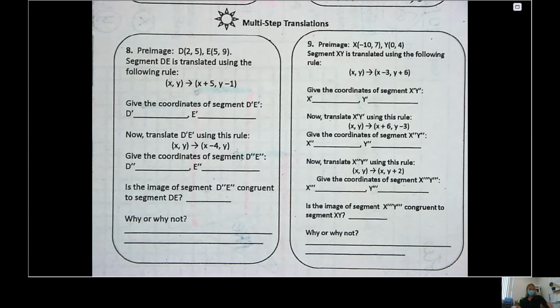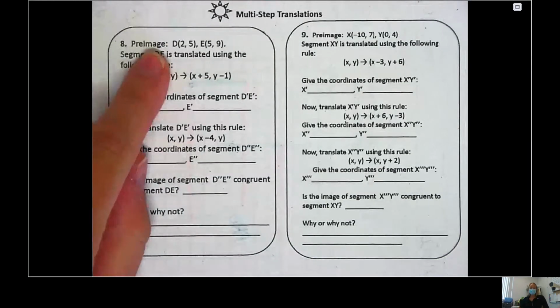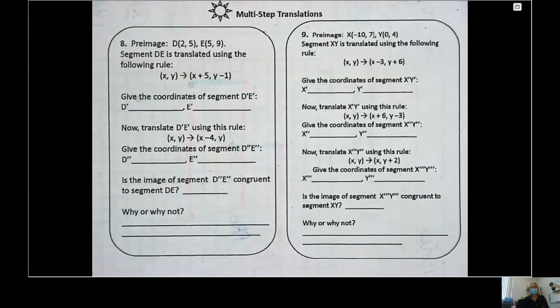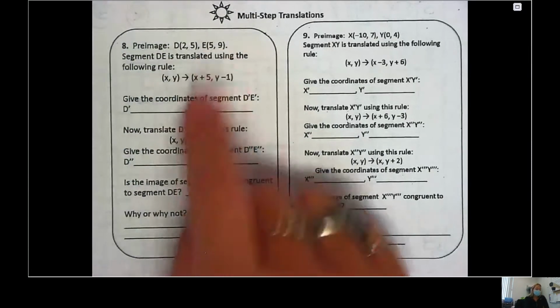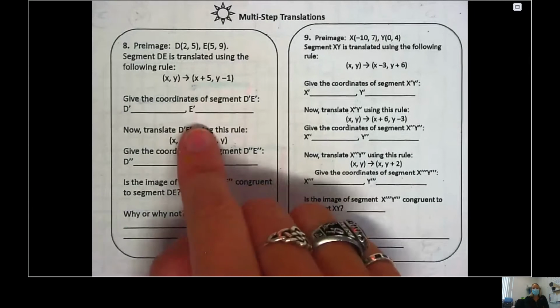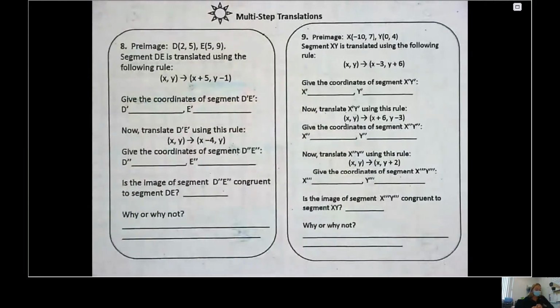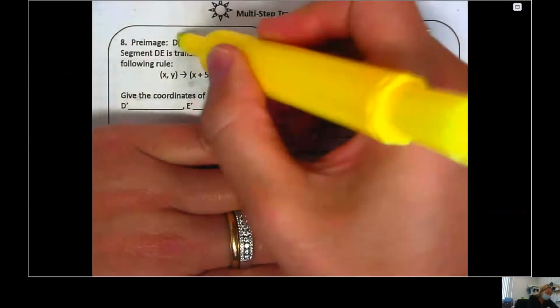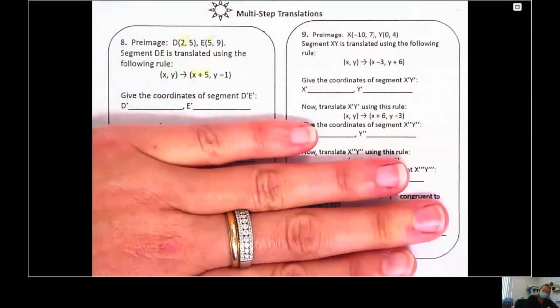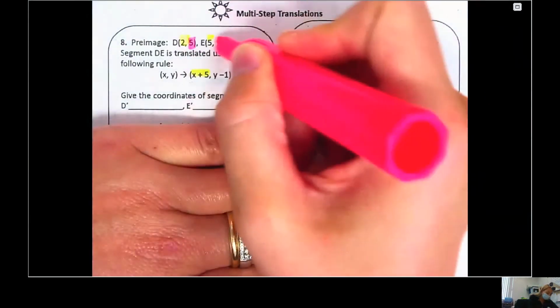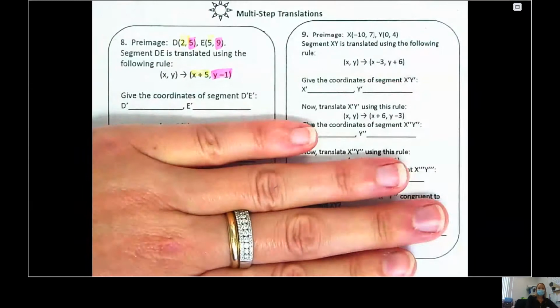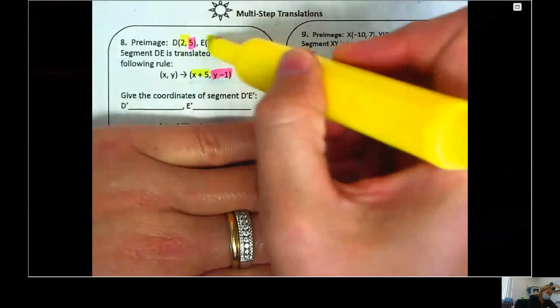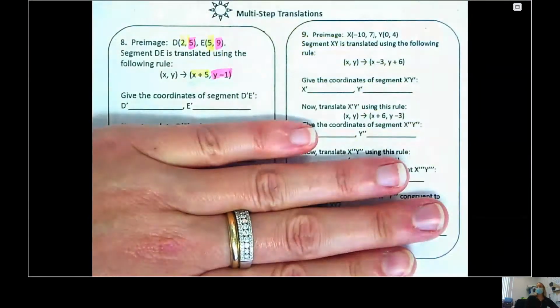All right, so here is my starting place, my pre-image. It's 2, 5, and 5, 9. The first thing I'm going to do is translate this segment using this rule, and we're going to write the coordinates of it. So ignore the rest. We're just going to do that first part there. I'm going to highlight my x's, and then I'm going to highlight my y's. Okay. So I'm going to follow the rule for each one.